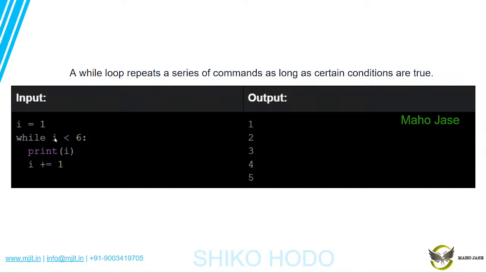So here, is 1 less than 6? Yes, it would print 1. Is 2 less than 6? Yes, it would print 2. Is 3 less than 6? Yes, it would print 3. Is 4 less than 6? Yes, it would print 4. Is 5 less than 6? Yes, it would print 5. Is 6 less than 6? No. 6 is not less than 6, so the condition won't work. So in this way, a loop works. I hope you understand about the while loop. So I will move on to the next slide.